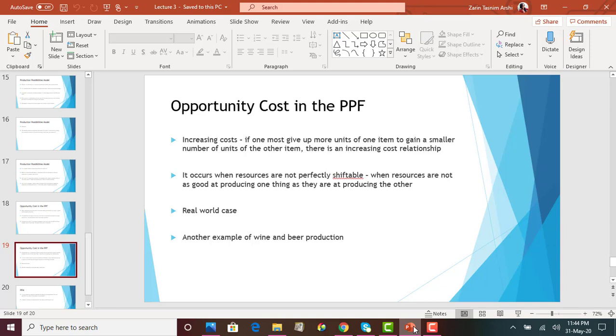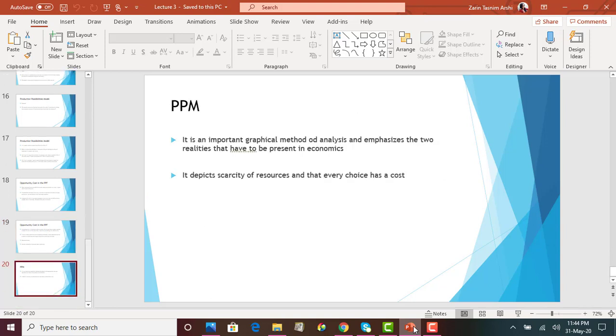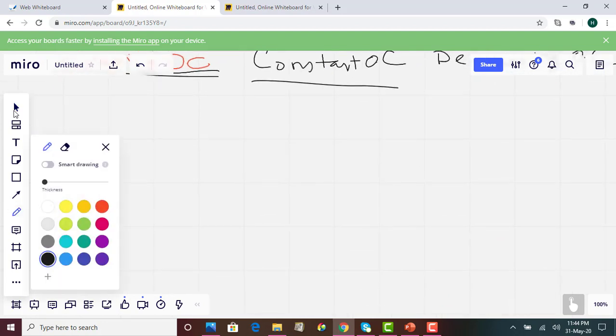Basically what it means is when resources are not as good at producing one thing as they are at producing another. There's an example in the book for wine and beer production. You can have a look at it and try it, and that will also help you to understand what it means when we are talking about perfectly shiftable. So the PPF is very important, right? The production possibility frontier gives us a lot of information, and we want to know what this information is, because it plays an important role in the economy.